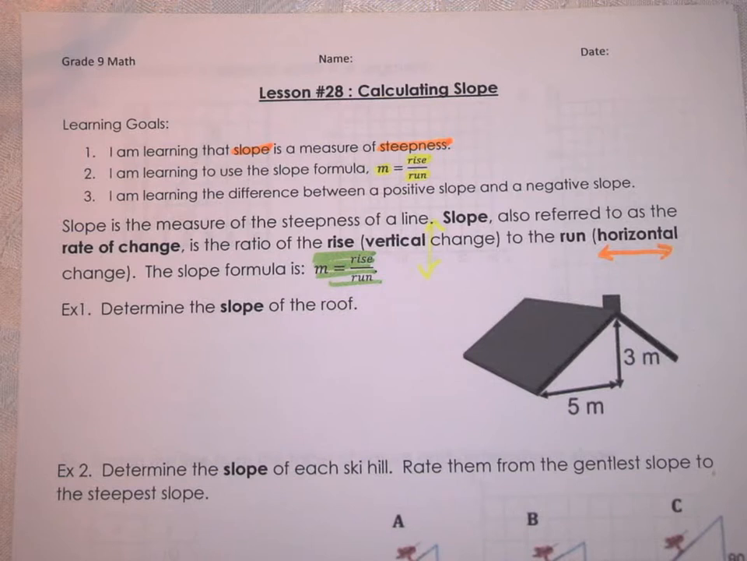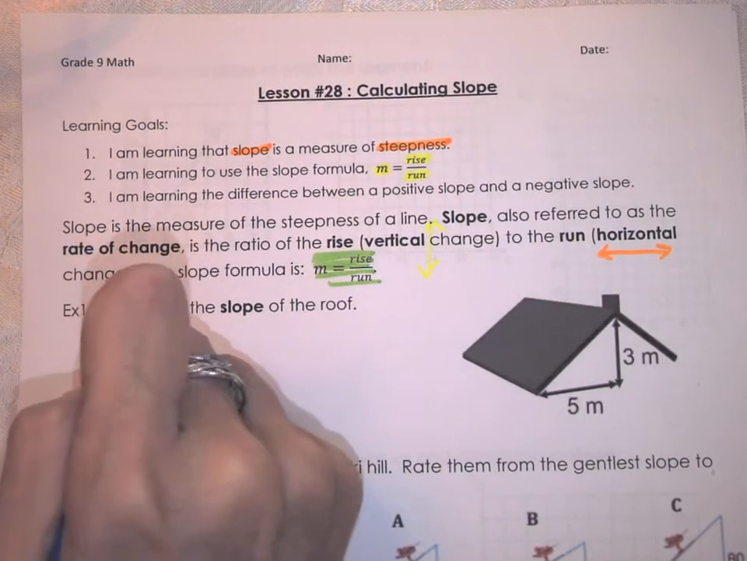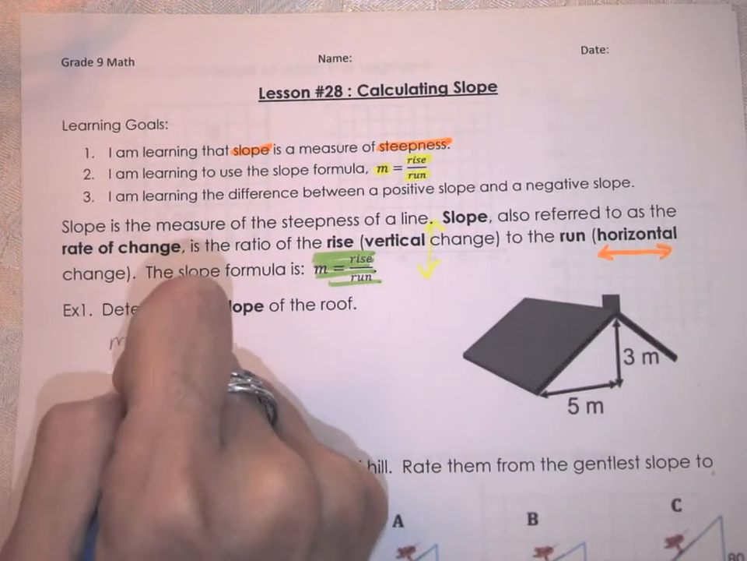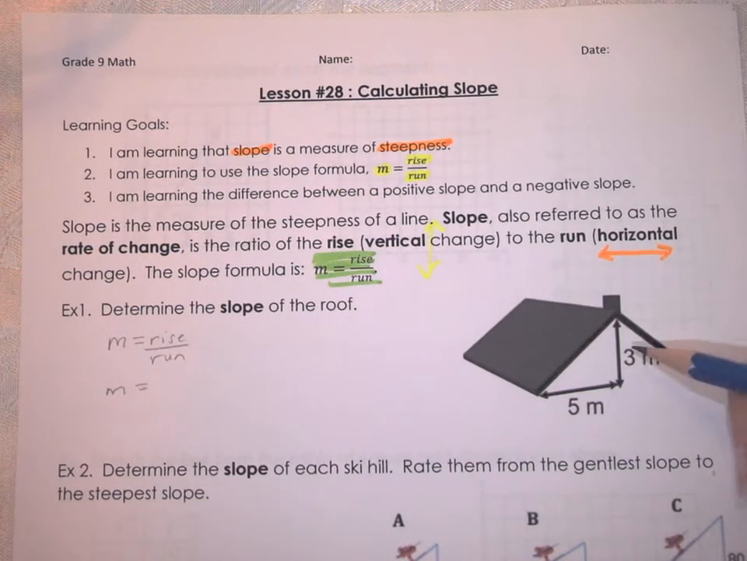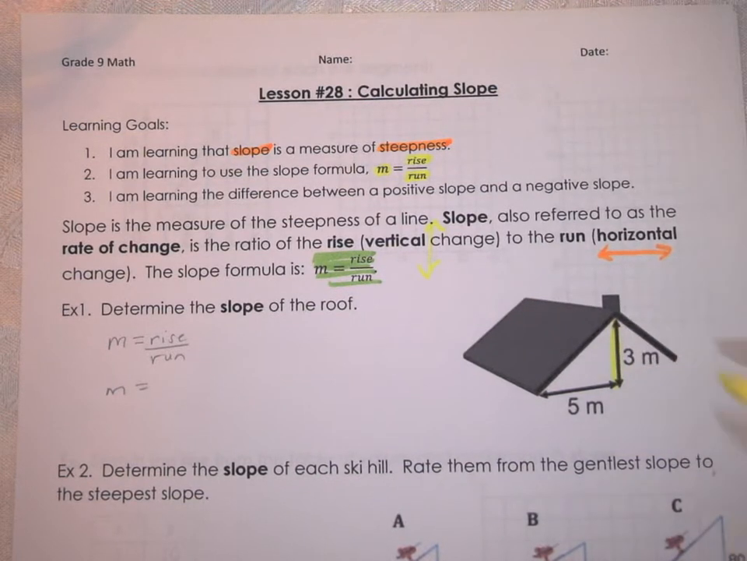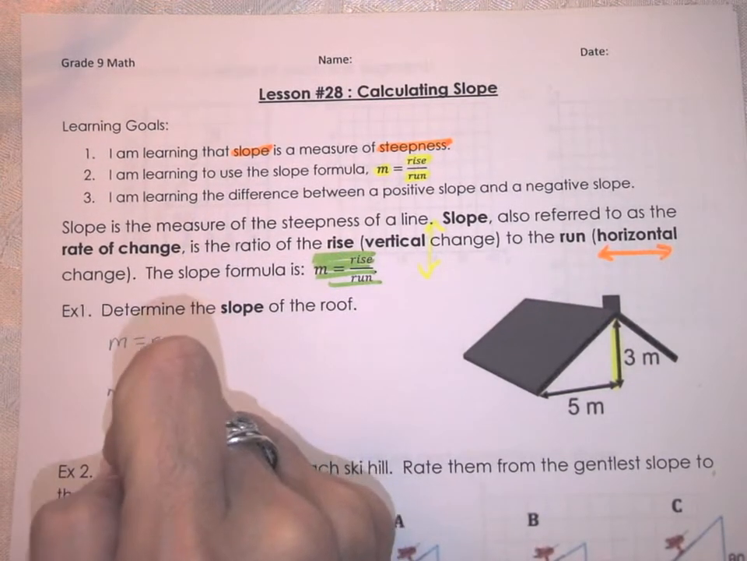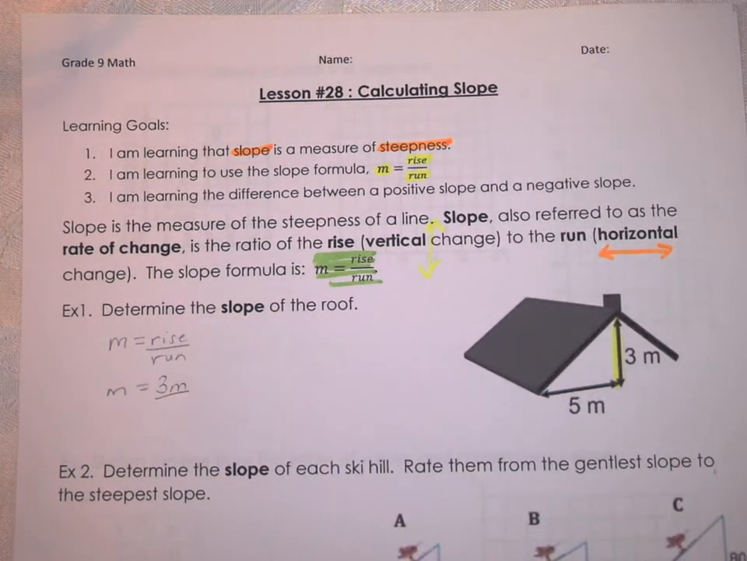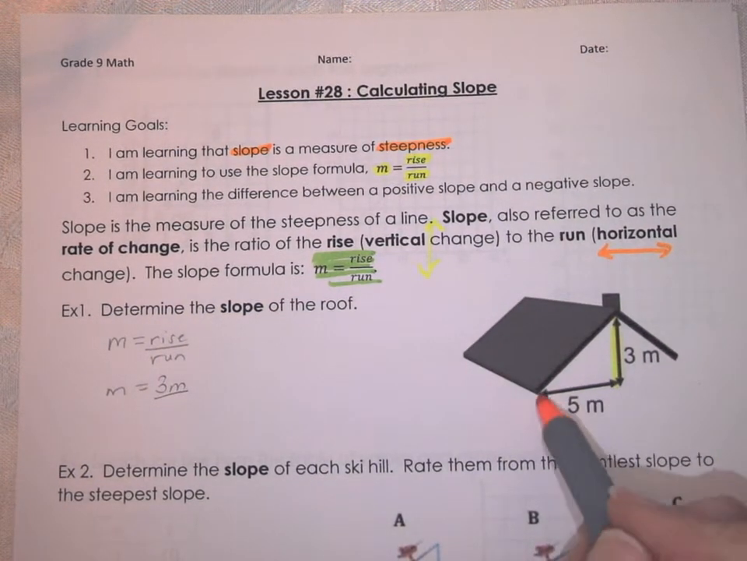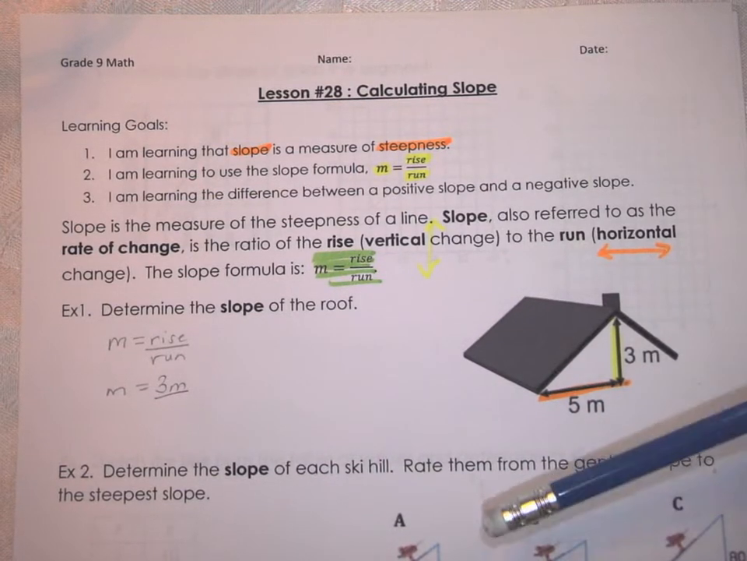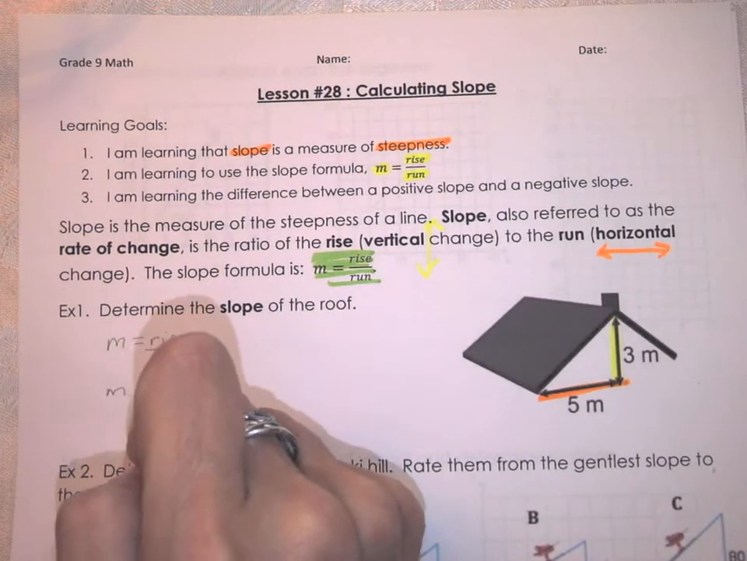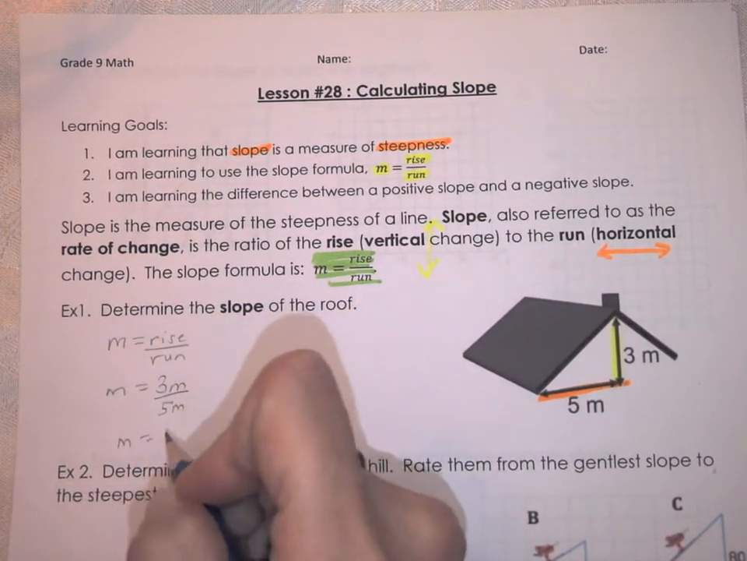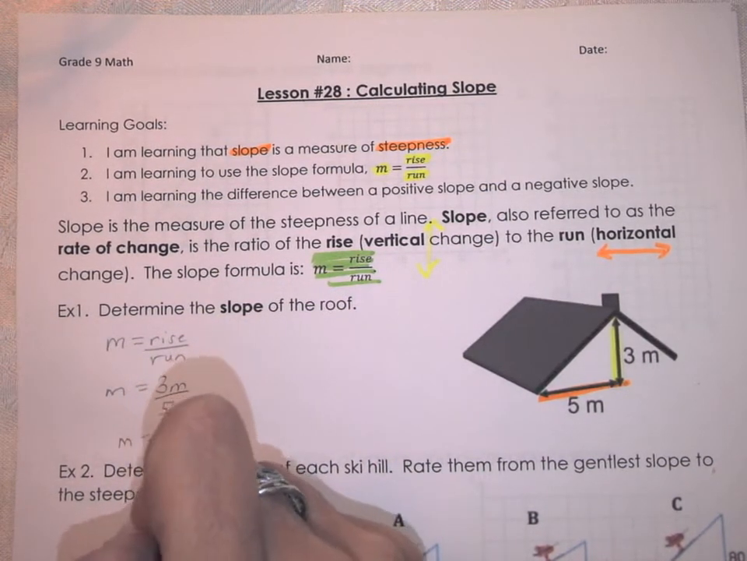Really important formula. So here we have determined the slope of the roof. For the slope of our roof, we'll use our formula, slope equals rise over run. And we're shown that the rise is 3 meters, and the run is 5 meters. And you're just left with the slope being 3 over 5.